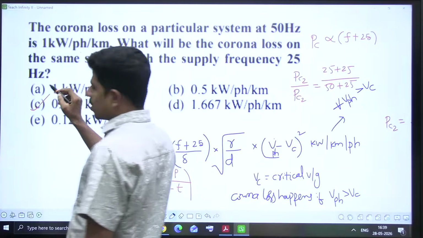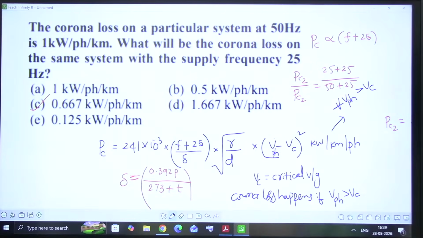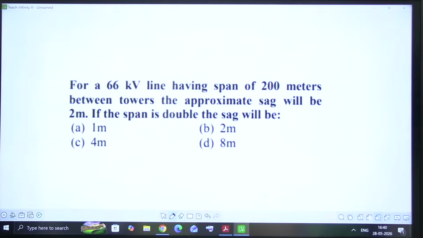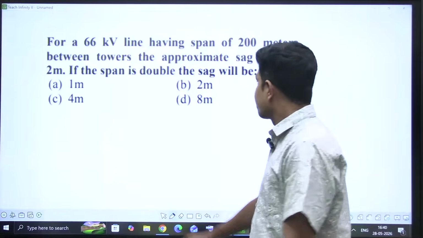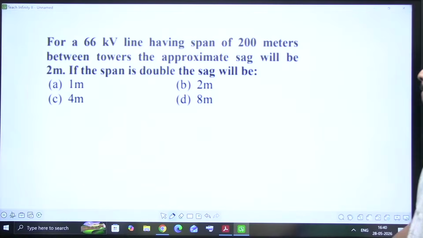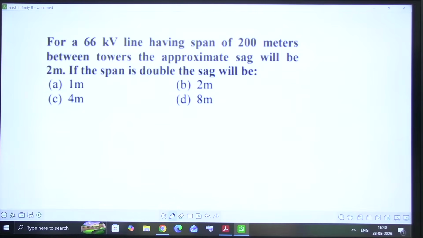Option is C. C for Chennai. Right? Simplest question, but I thought of covering the entire corona loss formula in detail. So this next question is on sag, the concept of sag.